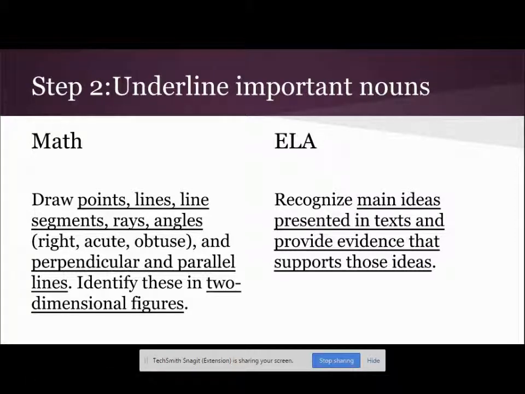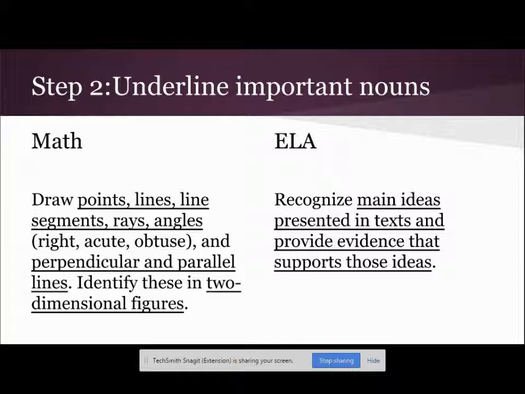Think of unwrapping standards as making the standards more user-friendly. You are taking the guesswork out of exactly what the kids need to know and be able to do. So step one is choose the standard, and step two, underline important nouns. So we take the standard, and this is how we really begin unwrapping it. We underline the concepts or important nouns and noun phrases. This is what students need to know.